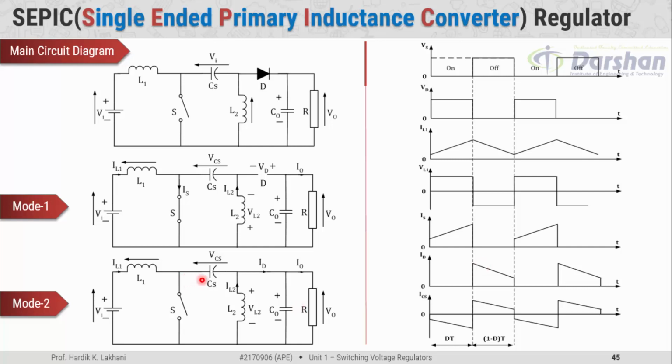In the second interval, the current through the capacitor Cs is exactly the same as IL1, because in the second interval the switch is open and capacitor Cs is directly connected to the inductor. These two elements are connected in series, so whatever current flows through L1, the same current passes through capacitor Cs. So here you can see that the behavior of the capacitor current is the same as the inductor current during the second interval.